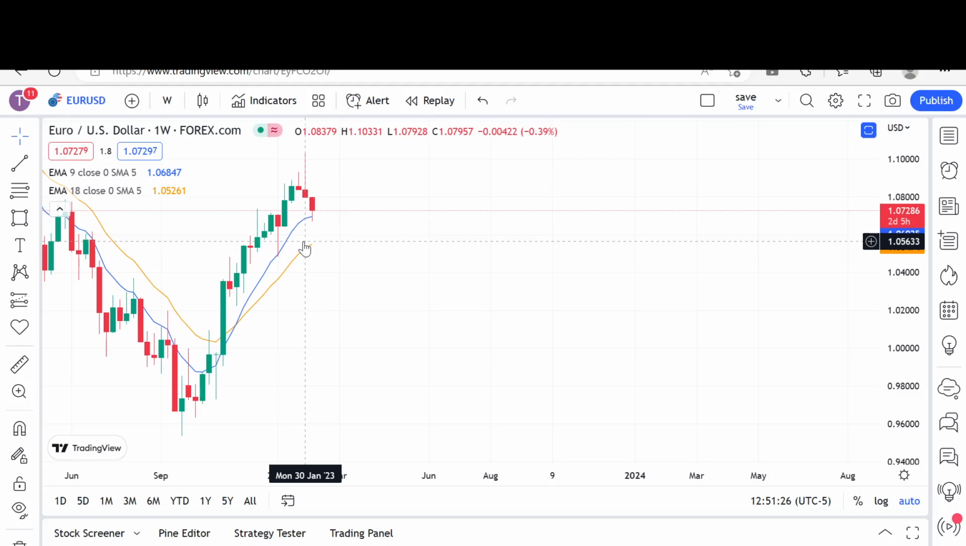Clearly you can use it on the intraday too to trade with the intraday trend, but it's primarily used on the daily and the weekly because that is where smart money operates. That's where big money operates. It's mainly used on the daily and weekly chart.